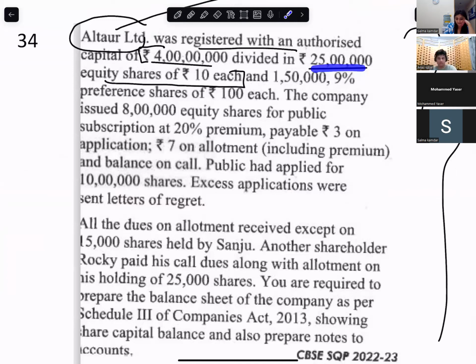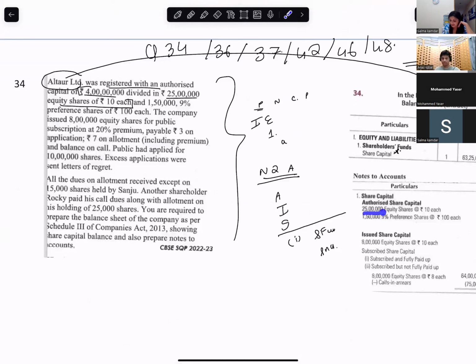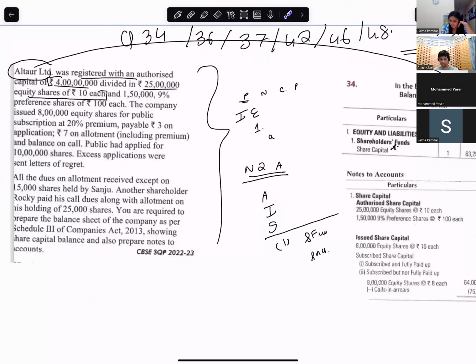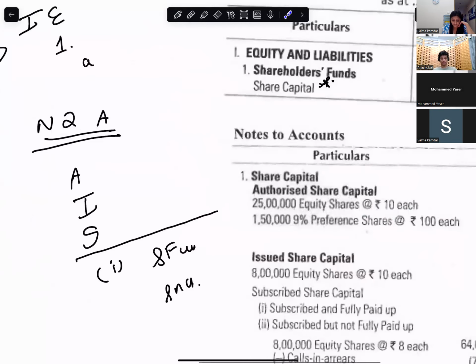25 lakhs equity shares of rupees 10 each. Exactly like this, you will write 25 lakh equity shares at the rate of rupees 10 each. Are you with me? Yes, ma'am.